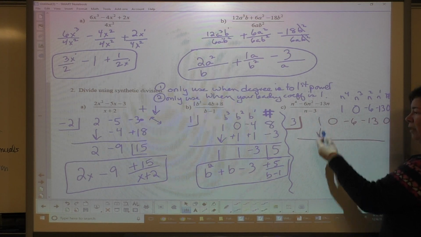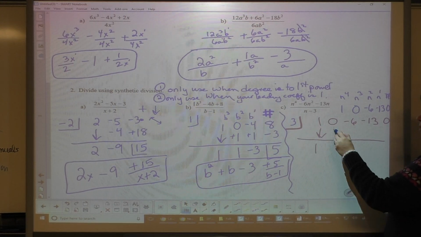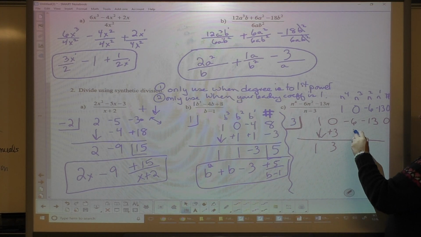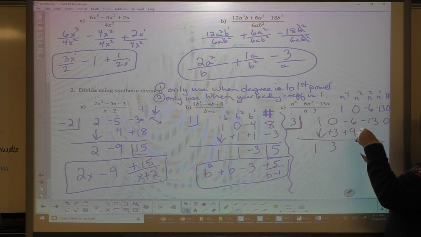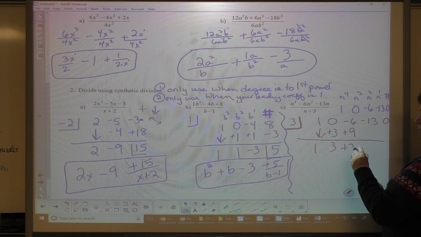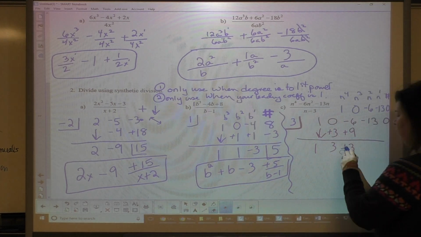I'm now going to bring down my first term. 1 plus 0 is 1. 3 times 1 is 3. 0 plus that 3 is 3. 3 times 3 is positive 9. Negative 6 plus 9 is 3. Actually, I don't need that positive there because it's implied to be positive.